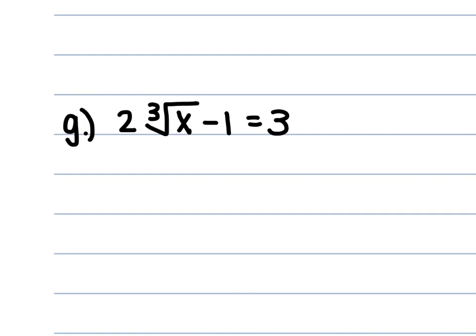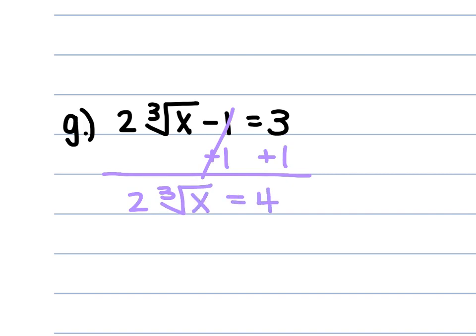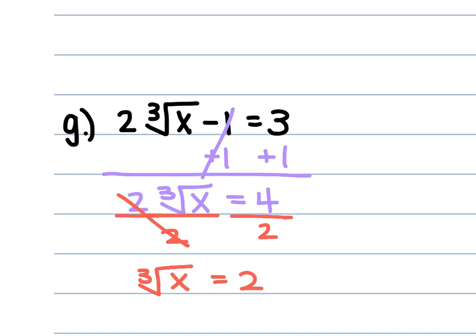For G, we have 2 times the cube root of x minus 1 is equal to 3. So remember, undo addition or subtraction before you undo multiplication or division. So we're going to add the 1 to each side first. We're going to be left with 2 cube root x is equal to 4. Then we're going to divide each side by 2. So we're left with the cube root of x is equal to 2.